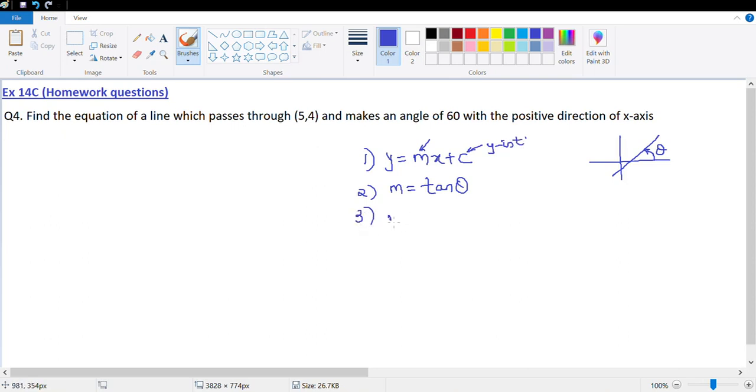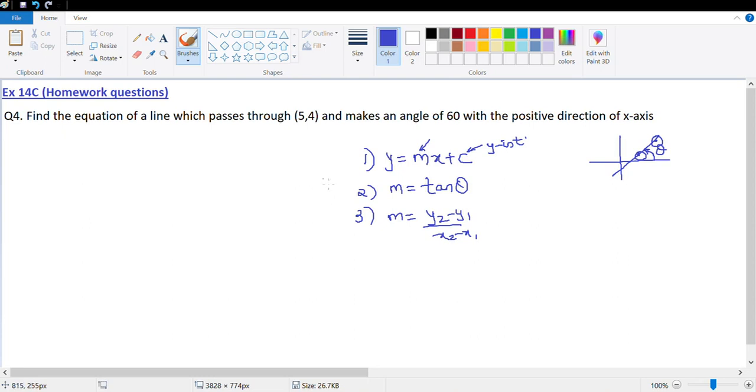Next, we can calculate slope with another formula, which is y2 minus y1 upon x2 minus x1, where x1, y1 and x2, y2 are two points on the given line. So if this is point 1 and this is point 2, with x1, y1 and x2, y2, we can calculate the slope of this line using this formula.